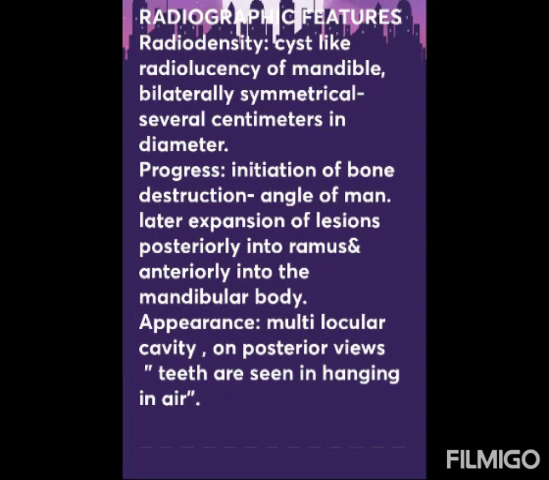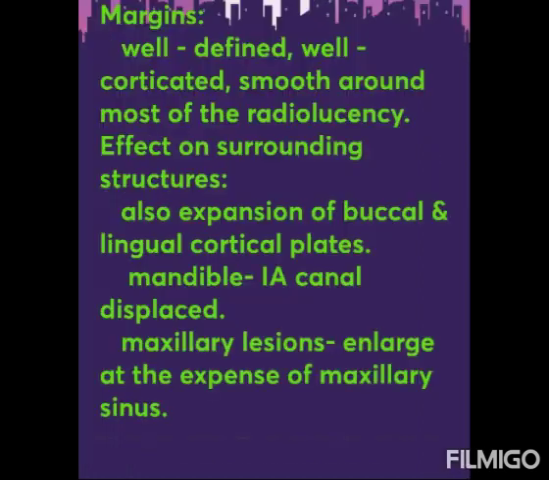So initially it starts at the angle of the mandible and then progresses posteriorly into the ramus and anteriorly into the mandibular body. In appearance, it appears as a classic multilocular cavity due to internal radiopaque septa, which tend to collapse as they enlarge. On posterior anterior views, teeth appear to be hanging in air. So floating tooth appearance. It's very important, floating tooth appearance. The teeth appear to be hanging in air because there is loss of bone.